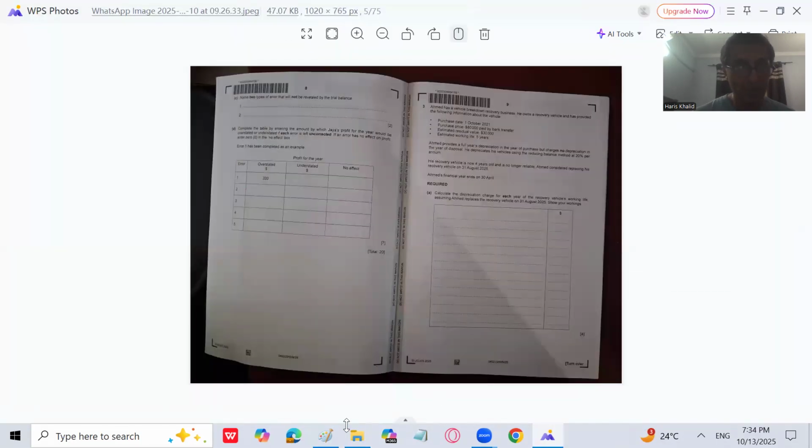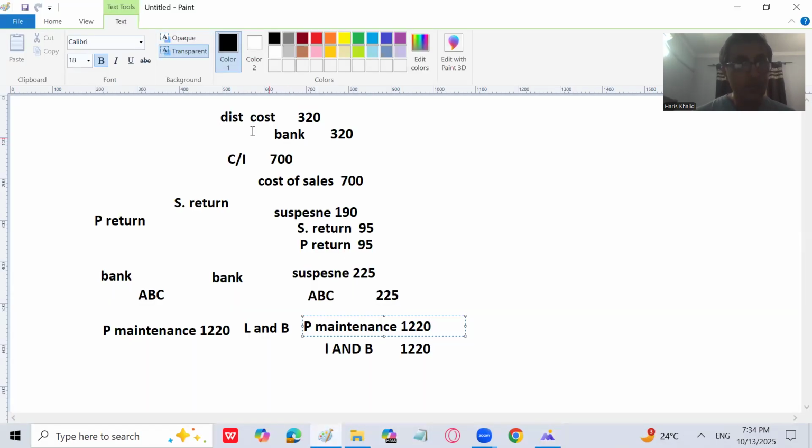So let me check the marks first. 2 marks for this, 2 marks for this, 4. There are 5 entries. If I assign 2 marks for each entry, we are going to have 10 marks.